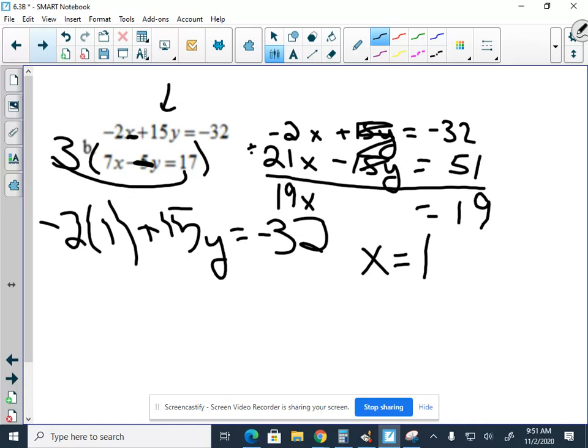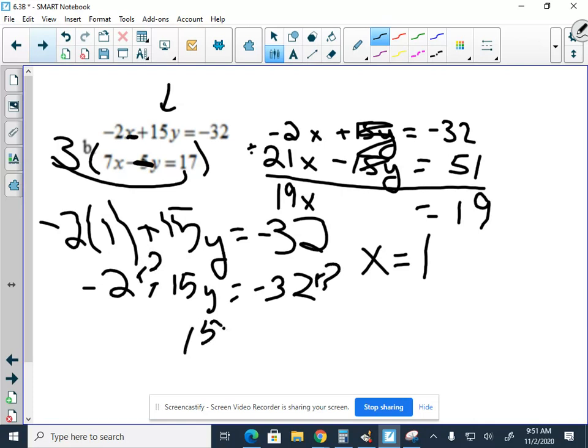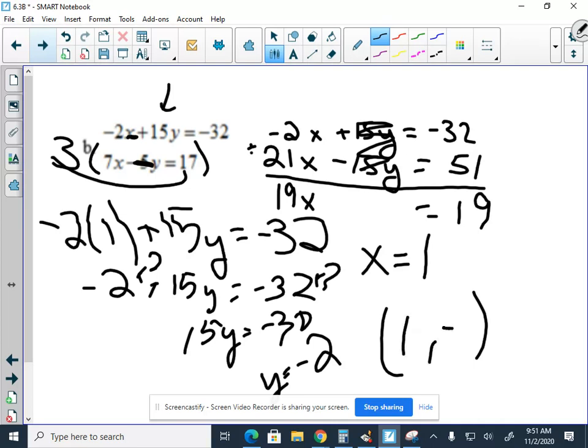Okay? So, negative 2 plus 15y equals negative 32. I'm going to add 2 to each side. And if I add 2, I get 15y equals negative 30. If I divide by 15, y is negative 2. So again, it's where the two lines cross. The two lines cross at 1, negative 2. 1 for x, negative 2 for y.